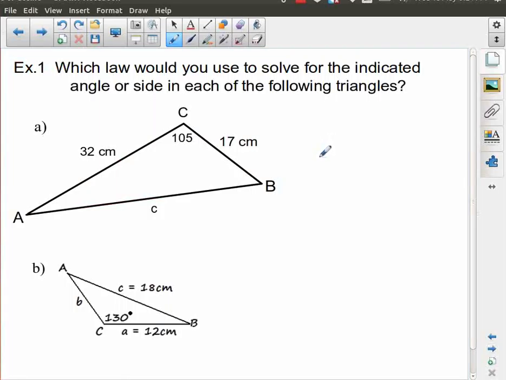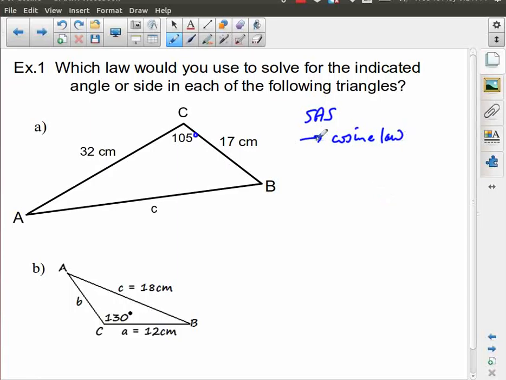So, in this case, which law would you choose to solve the following triangles or the indicated angle? In this case, I've got a side, an angle, that should say degrees, and a side. So this one is side angle side, and that means I'm going to use the cosine law.